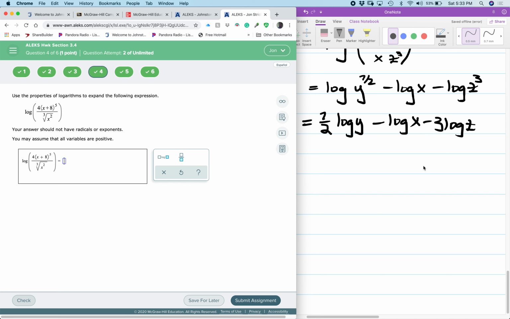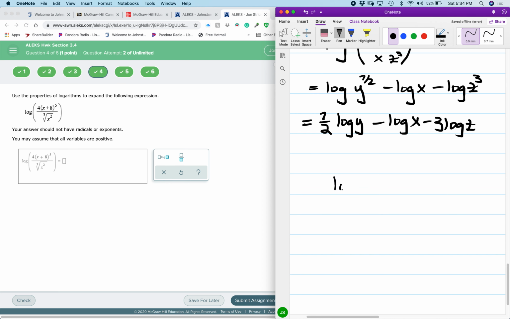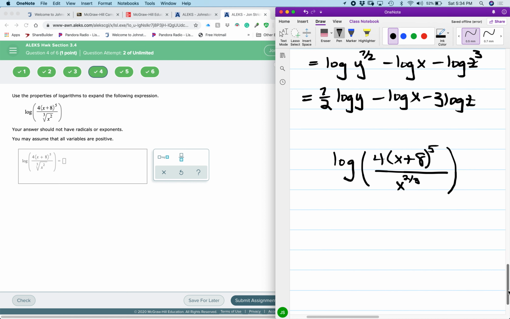For the fourth problem, it says use the properties of logarithms again to expand, and the answer should not have radicals or exponents. So for number 4, we have the logarithm of 4 times the quantity x plus 8 raised to the 5th. And for the cubic root of x squared, I'm just going to write this as a non-integer exponent, so I have x to the 2/3.